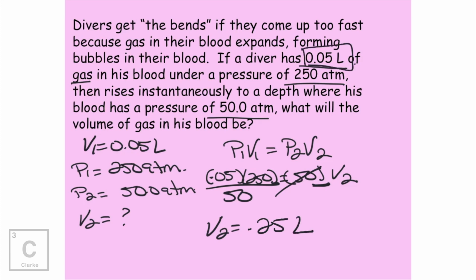That is a dramatic increase. If you had 0.05 liters of gas in your blood, and then all of a sudden you had 1/4 of a liter of gas in your blood, that seems like you would definitely be having problems. Okay, so that's how to use Boyle's law with calculations. Make sure you understand the concept behind Boyle's law and that you know how to calculate using Boyle's law.